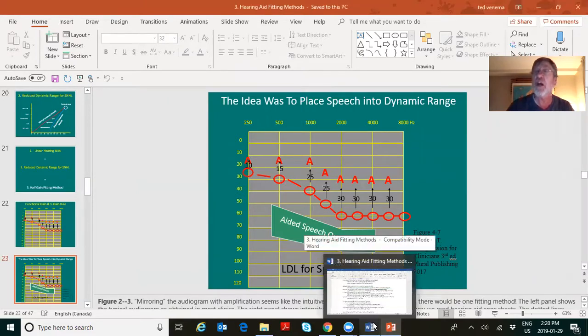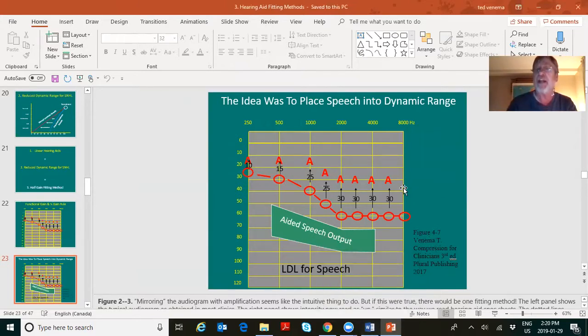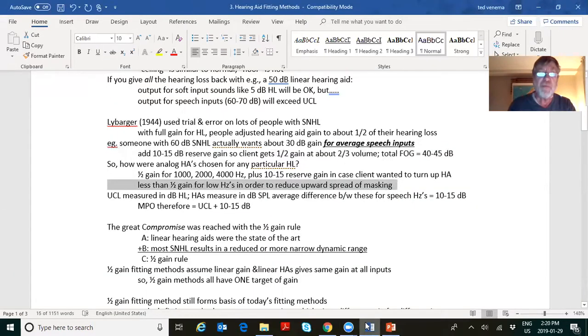So you'd give low frequencies a little bit less than half gain anyway, because lows mask highs better than highs mask lows. But in general, for mid to highs, half gain for average speech inputs. Good, we're getting places here. Now, UCL is measured in dBHL, right? And hearing aids are measured in dBSPL. And the average difference between HL and SPL for the speech frequencies is around 10 to 15.